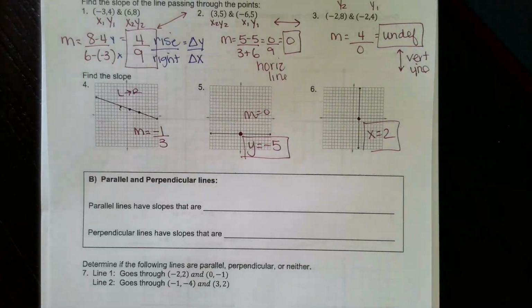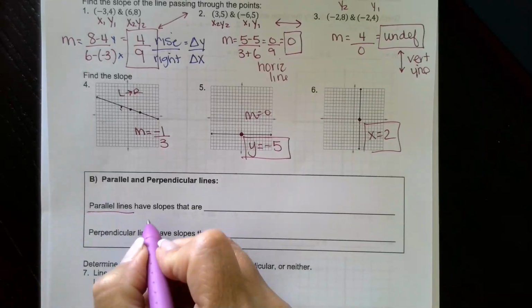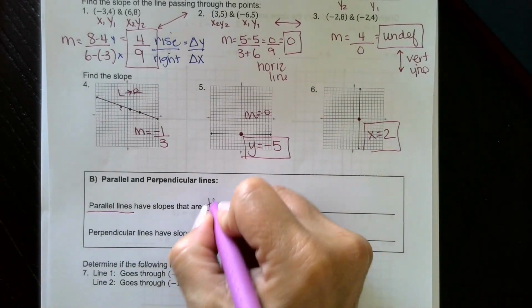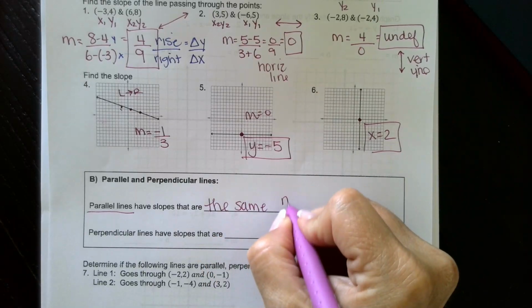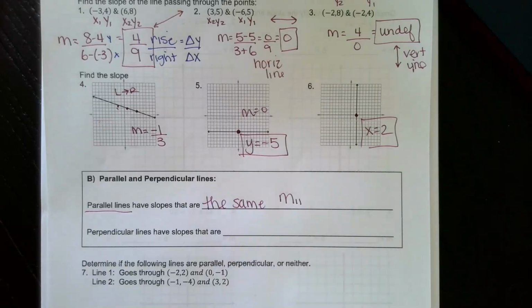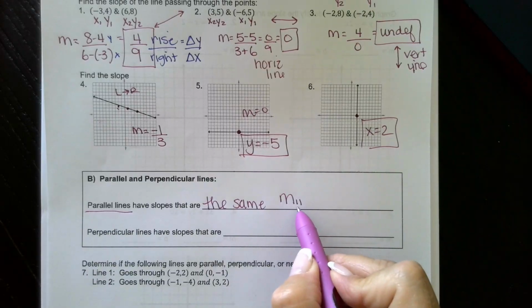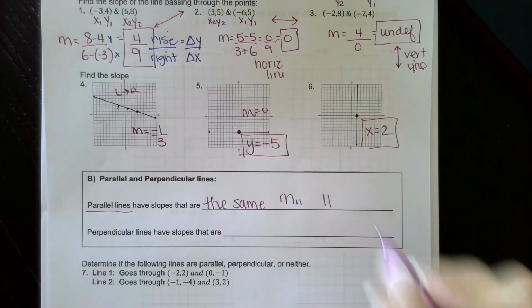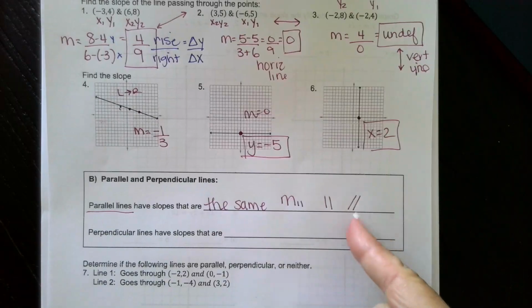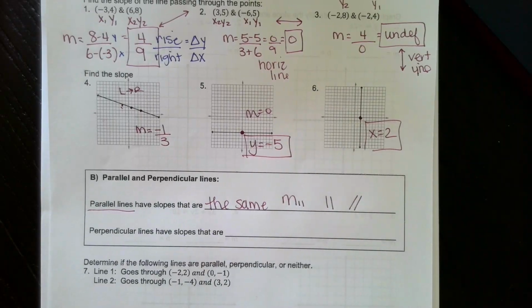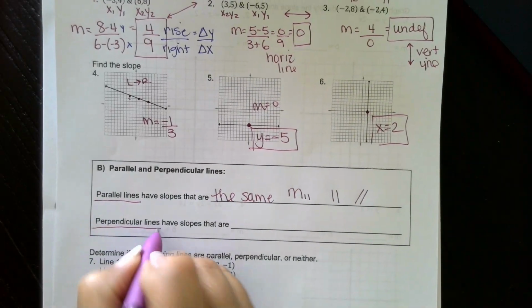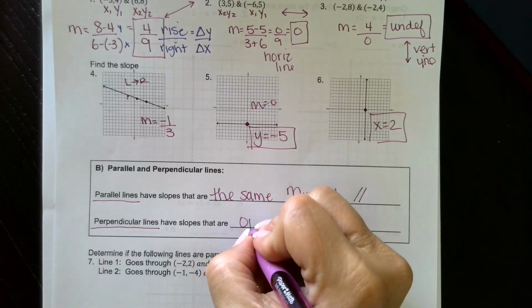Okay? Now let's go down here and talk about parallel and perpendicular lines. So when we're dealing with slope, parallel lines have slopes that are the same. We can also say that they're equal. Now, we would write this as slope of a parallel line, and that's just these two little lines that are parallel. We can also just say parallel. Sometimes you'll see them written slanted, but up and down is the correct way to do this.